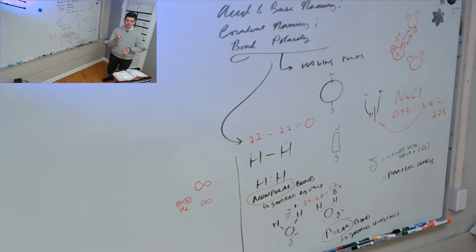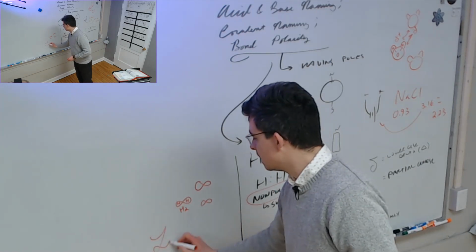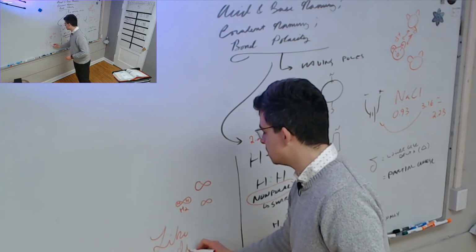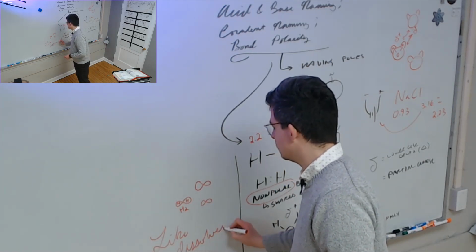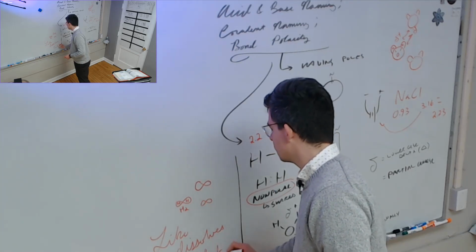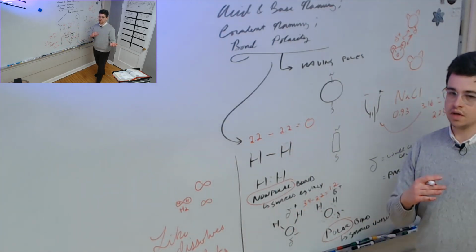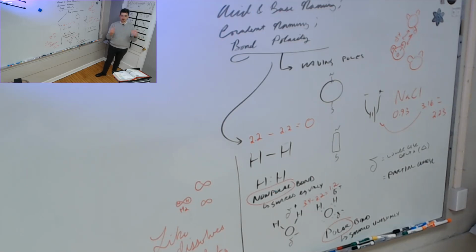That's why oil and water don't mix. So water is polar, oil is nonpolar. If you try to mix them, they don't because one doesn't dissolve the other. We say like dissolves like. They have to be alike to dissolve one another. Polar dissolves polar, nonpolar dissolves nonpolar, and you can't mix them. They don't dissolve each other.